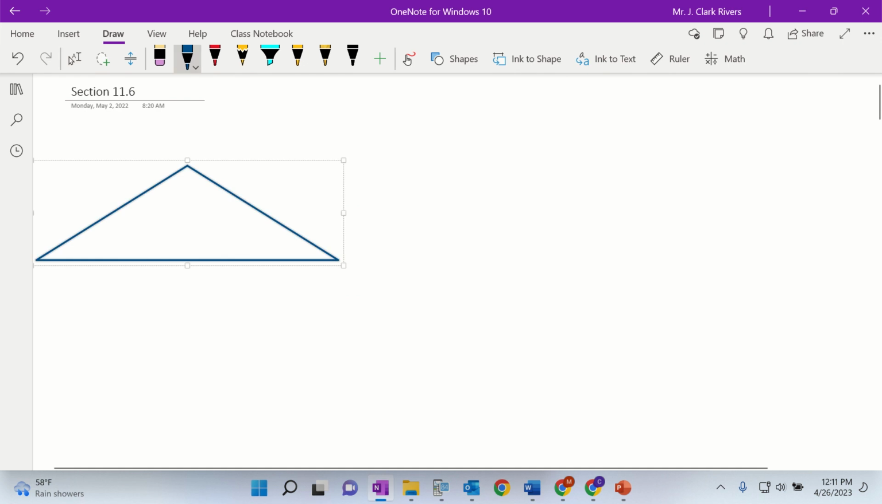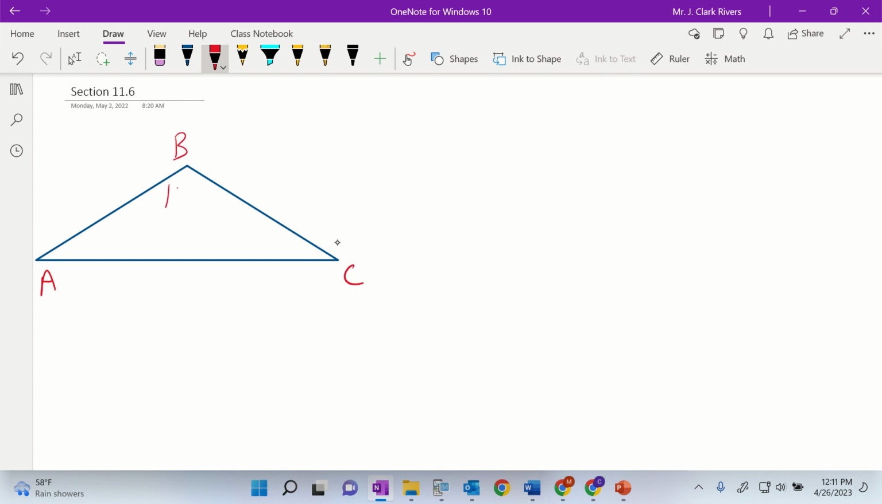Let's call this triangle A, B, C. B appears to be an obtuse angle. Let's call it 120 degrees. Which means we have how many degrees left to split between A and C? 60 degrees, right? Because the total has to be 180. So instead of 30 and 30, let's go 28 degrees here and 32 degrees here. That's a total of 60. So there we go, triangle ABC.